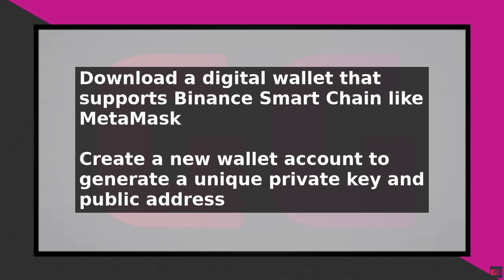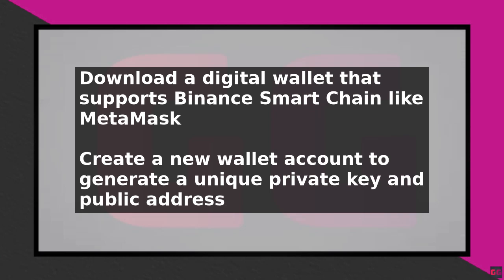To get your Binance Smart Chain address, go to the wallet's homepage and click on the Binance Smart Chain option. Then, click on the Receive button and copy the address displayed on the screen. This address is usually a long string of characters and numbers, and it is unique to your wallet.